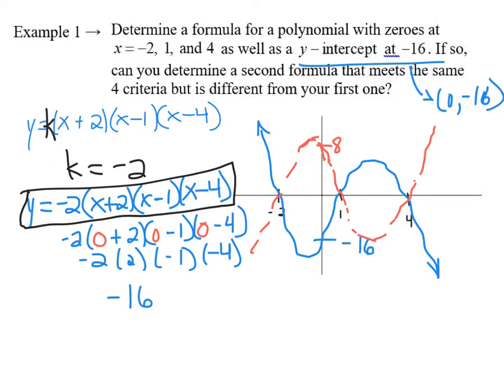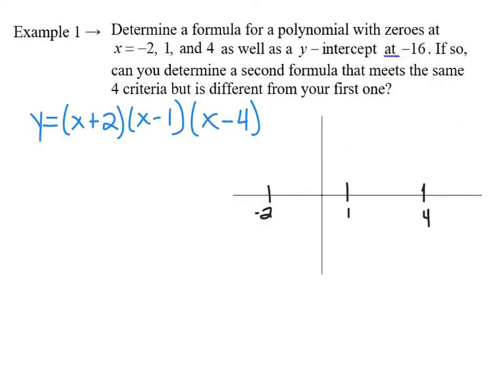Okay, now there was another challenge to see if you could come up with a different formula that could still meet all 4 of these criteria. So this time we still need to have our 3 zeros, so we still need to have a factor for each of those. But of course, if we just leave it like this, then we're going to end up having to have k be negative 2 and we have the same formula.